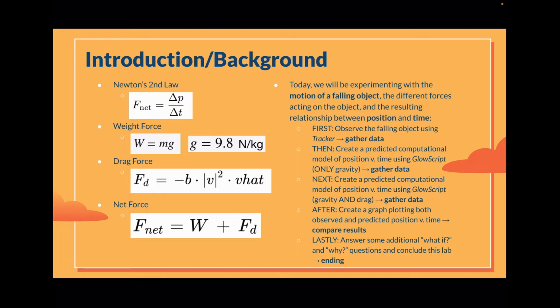First, we are going to observe the falling object using Tracker, and then we're going to create a computational model using GlowScript with only gravity acting on the falling object. Then we're going to create another computational model, but add drag as well as gravity. Afterwards, we're going to create a graph plotting all three of these position versus time coordinates and compare them. And lastly, we're going to answer some what if and why questions.